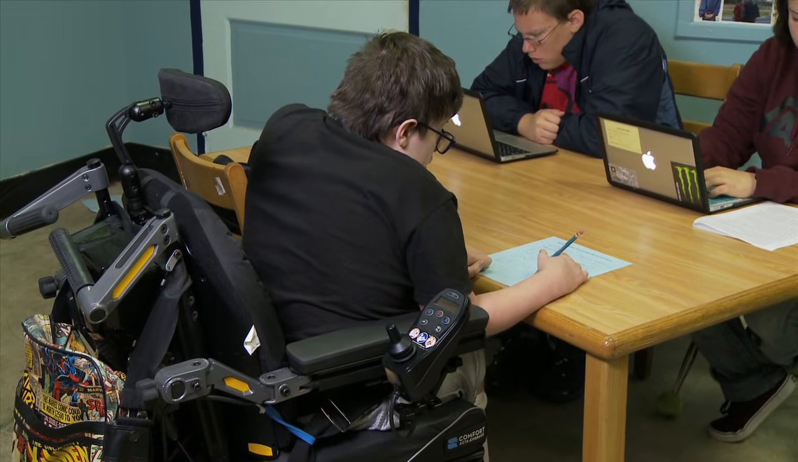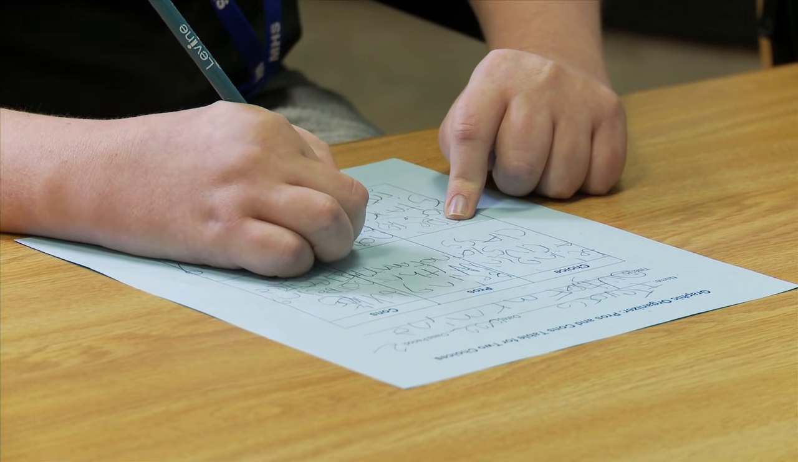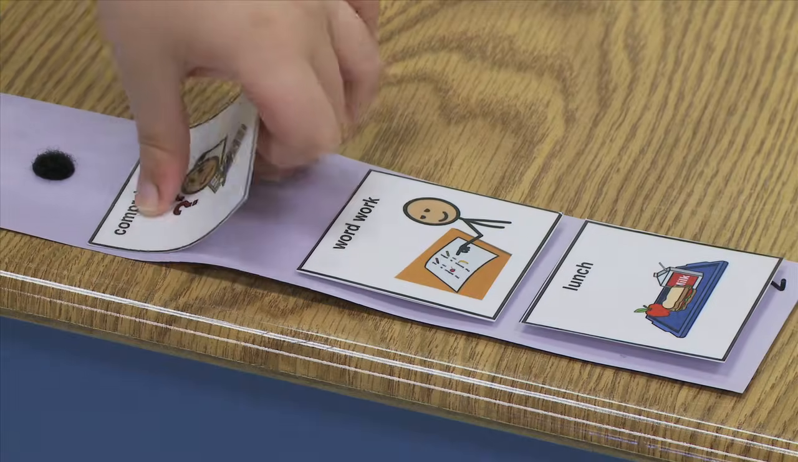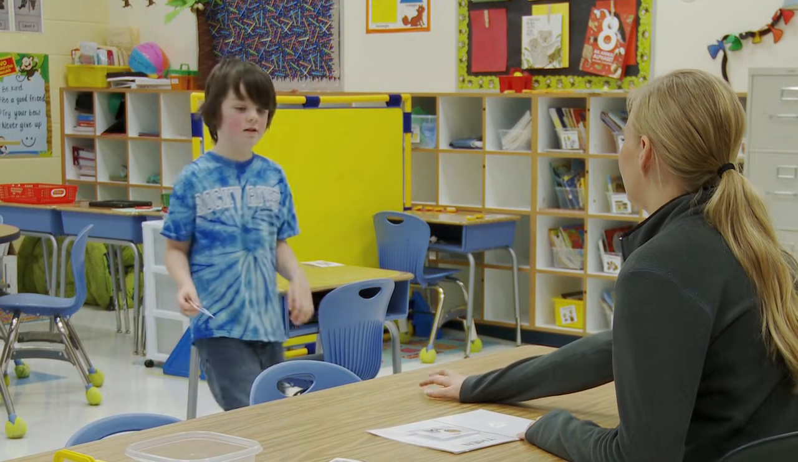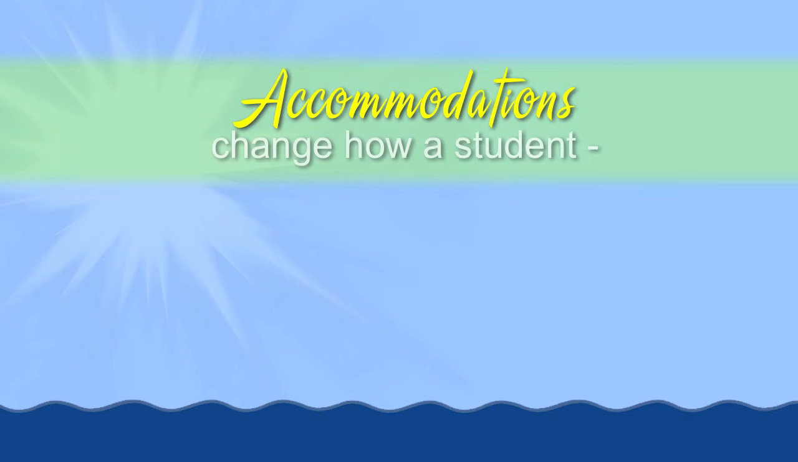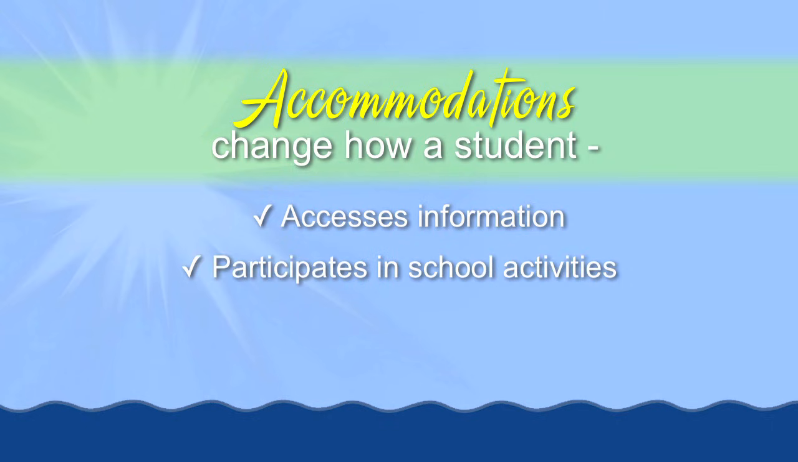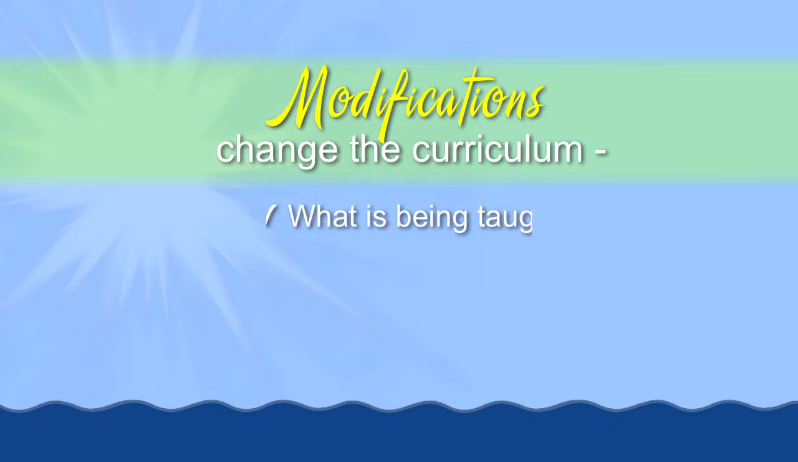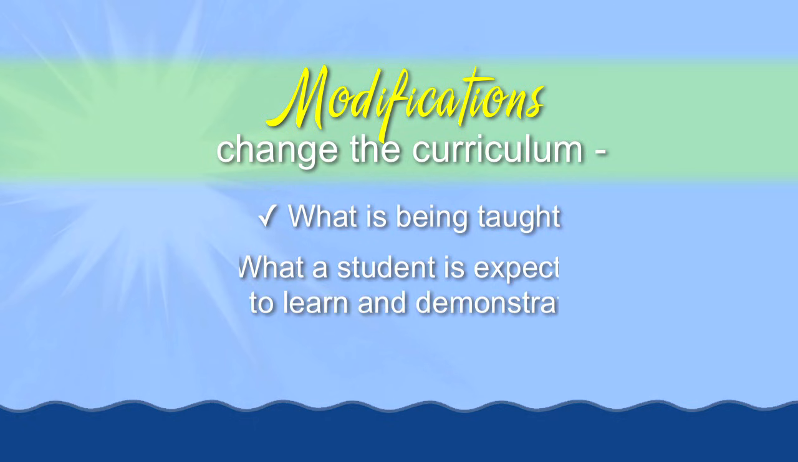For students with disabilities, the right accommodations and modifications can be as important to school success as appropriate IEP goals. These educational supports are similar, but they are not the same. Accommodations change how a student accesses information, participates in school activities, or demonstrates their learning. They do not change the curriculum. Modifications, however, change what is being taught or what a student is expected to learn and demonstrate.